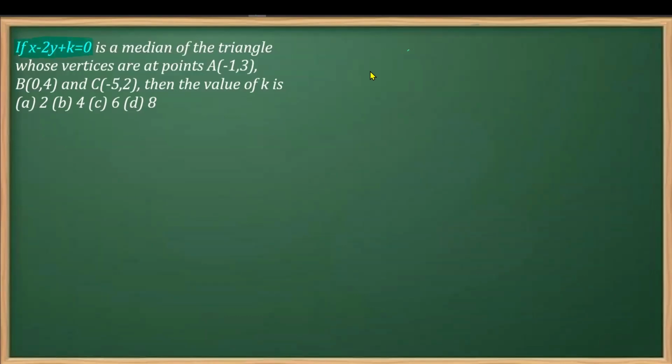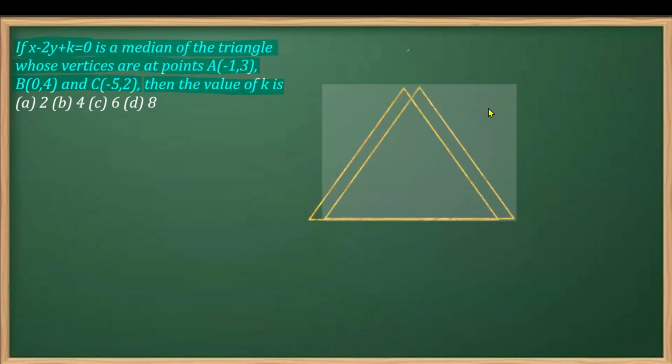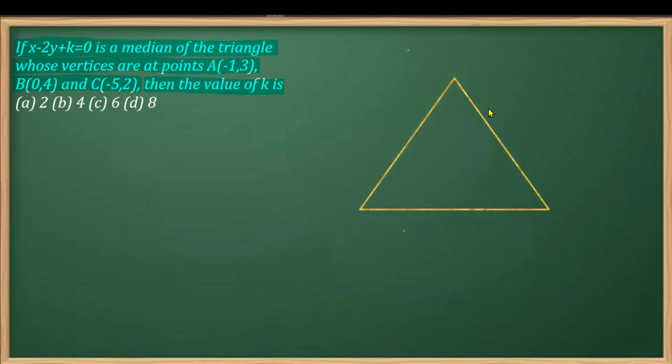It says that this is the equation representing the median of a triangle, whose vertices are given as A, B and C, and we have to determine the value of k. Let's first make a triangle and name it ABC. The coordinates of A are -1, 3, of B are 0, 4, and of C are -5, 2. This represents the median.